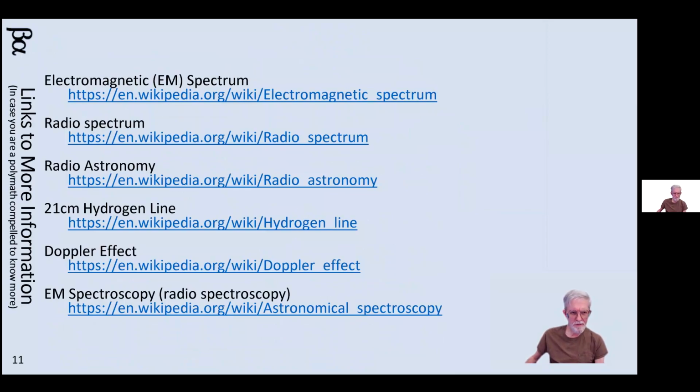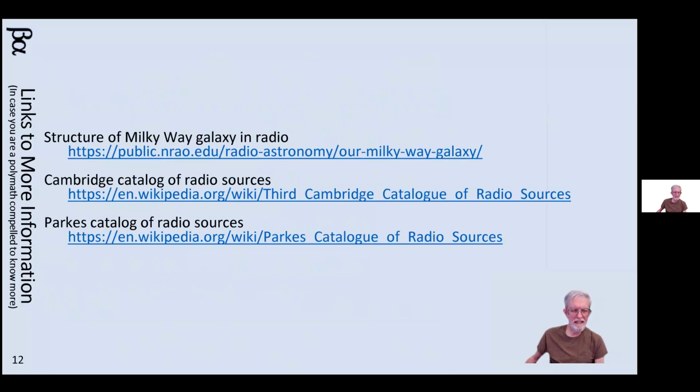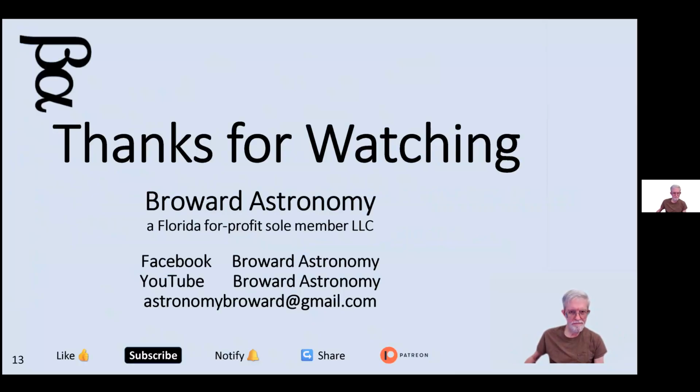So if you're not familiar with the electromagnetic spectrum, the radio spectrum of the EM spectrum, what radio astronomy is, the hydrogen line from the Milky Way galaxy, what that Doppler effect or Doppler shift is, and then radio spectroscopy as a portion of astronomical spectroscopy. And then the structure of the Milky Way galaxy in radio. You can see where the bright and dim parts are. And then those two catalogs that I mentioned, the Cambridge catalog and the Parkes catalog. So as I said, it was going to be a short one.